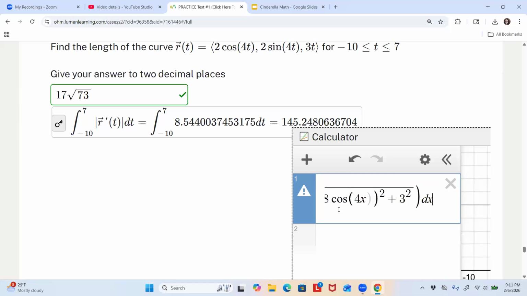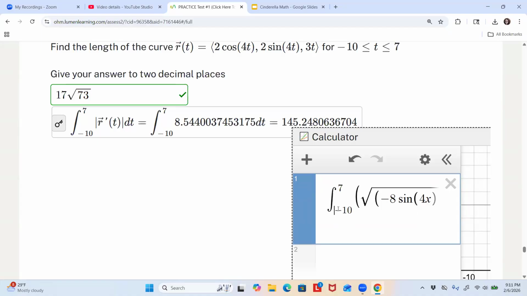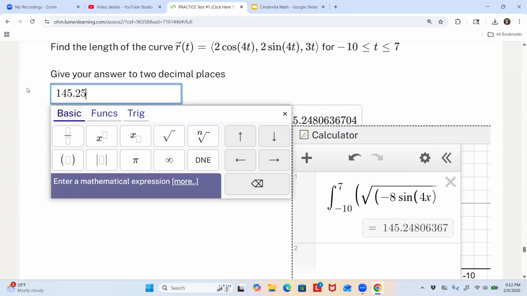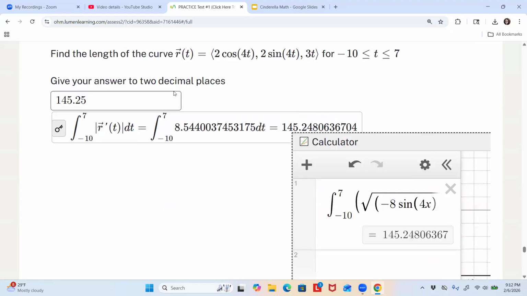And now it says it doesn't like it. What's wrong? Oh, it looks like I have a decimal. There we go. There we go. 145. You could just, if you wanted to, copy and paste that whole thing. Or it says give answer to 2 decimals. So I guess that'd be 145.25. Let's see if they take that. I'm assuming they will.